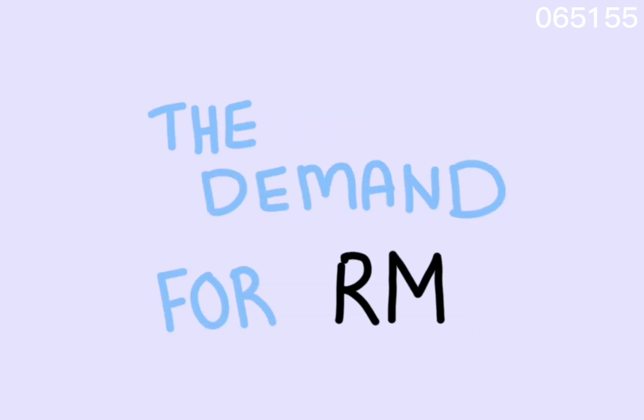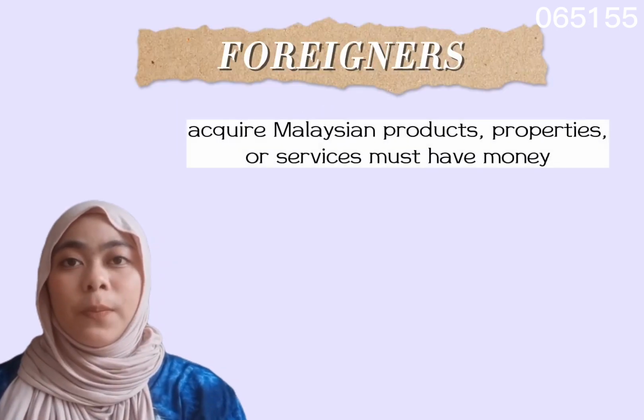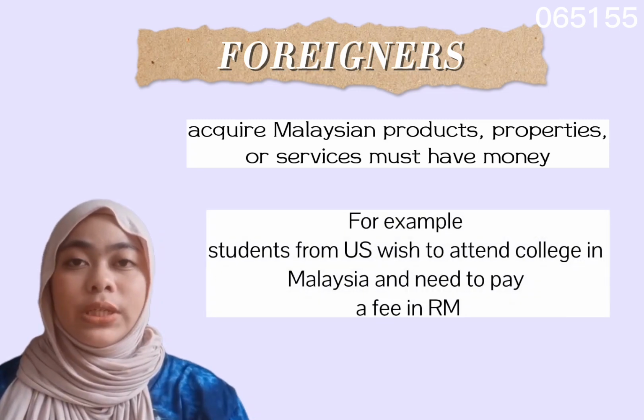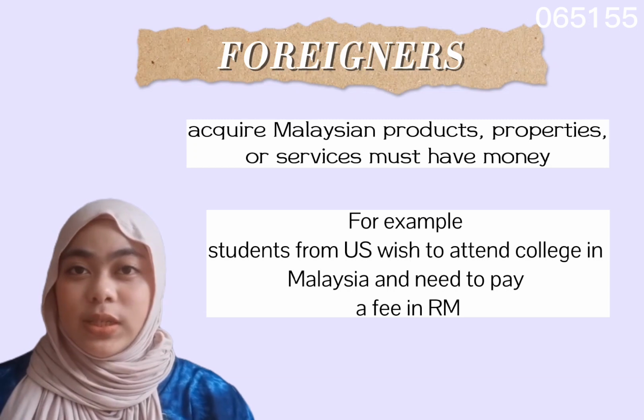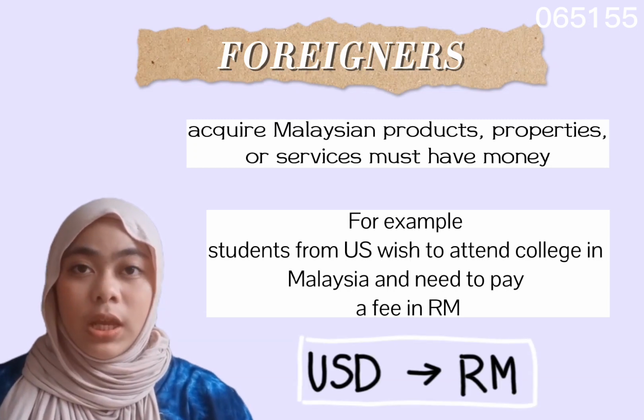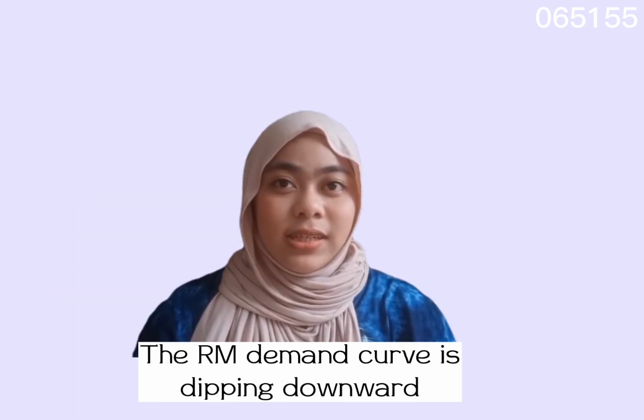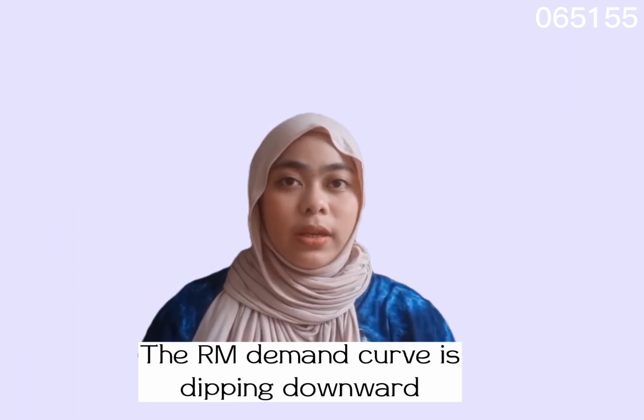The demand for RM. Foreigners who wish to acquire Malaysian products, properties or services must have ringgit. For example, a student from the United States wishes to attend college in Malaysia. Because the institution only takes RM as payment, the tuition bill must be converted from USD to RM. Finally, the RM demand curve is sloping downward. Equilibrium in the market for RM.